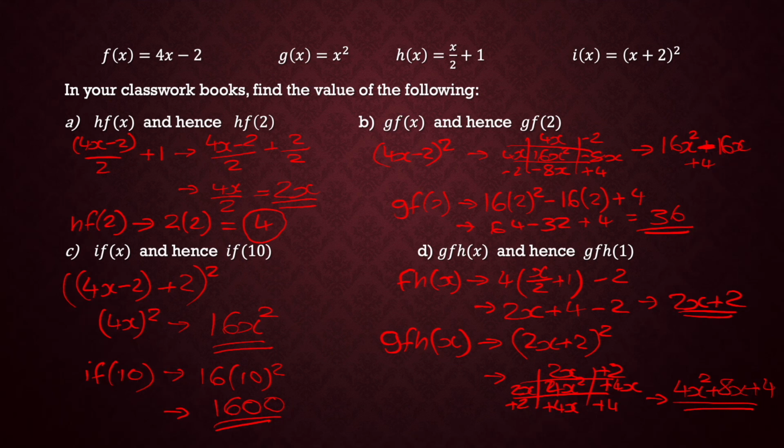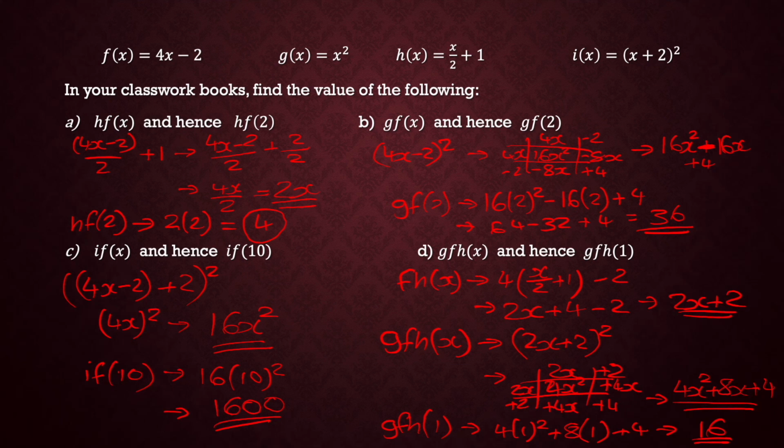Therefore, the last bit, gfh of 1, I'm going to substitute 1 in. We'll do 4 lots of 1 squared plus 8 lots of 1 plus 4. That's going to give me 4 plus 8 plus 4. I'll get my final answer of 16.